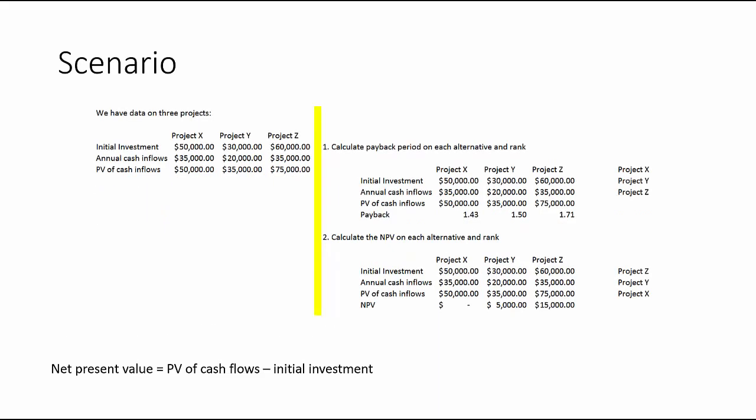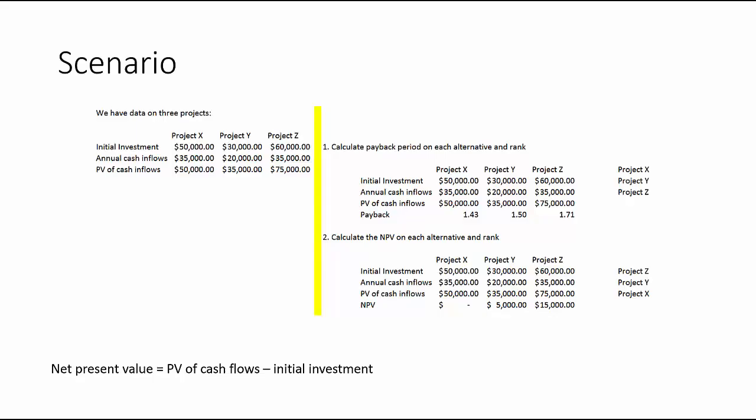Next, we will calculate the net present value on each alternative, and we'll rank them using that criteria. Here, since the present value of cash inflows has already been calculated for us, in previous examples, I actually went through how to look up table rates and everything for present value tables, but this problem is actually doing that for us. So we already have what the present value is of cash inflows.